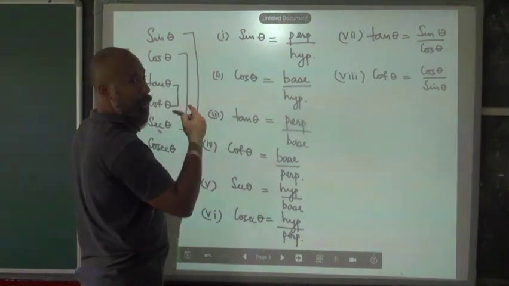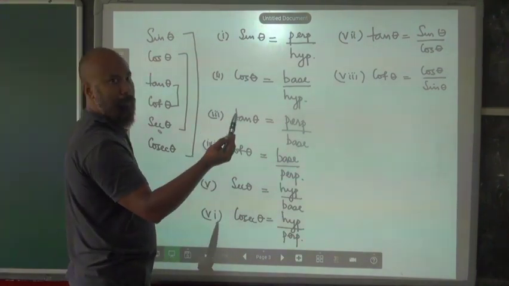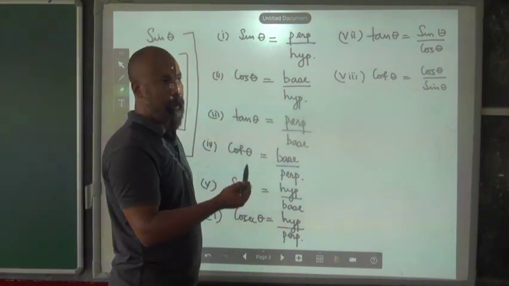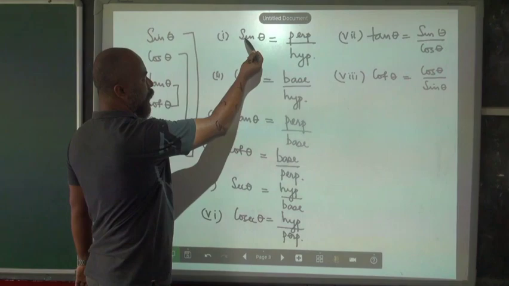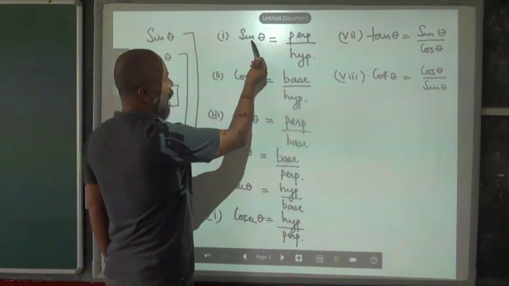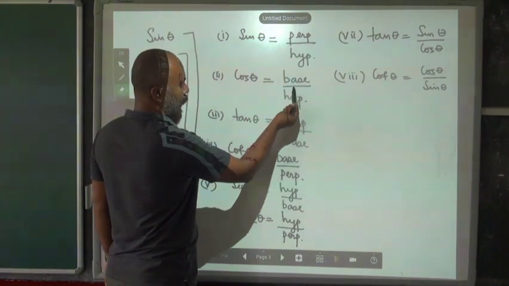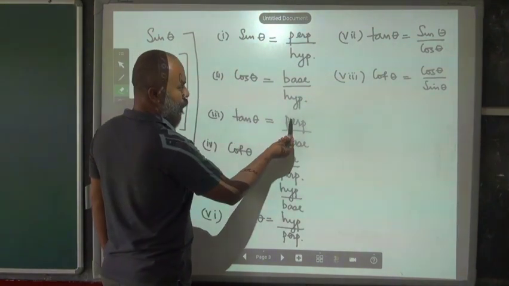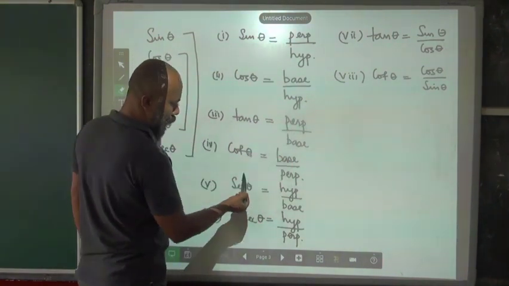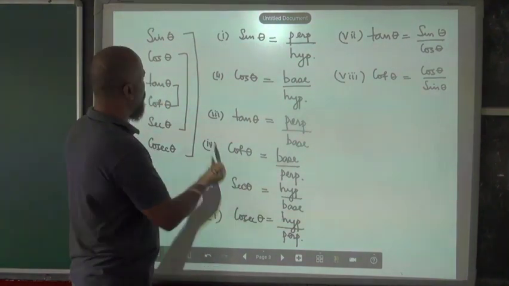So when we learned that poem about some people have curly brown hair turned permanently black, we got the first three formulas. Okay, we got sine as perpendicular by hypotenuse, cos as base by hypotenuse, and tan as perpendicular by base. Now we come to the remaining three formulas.